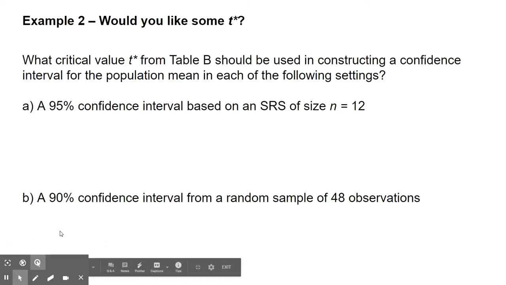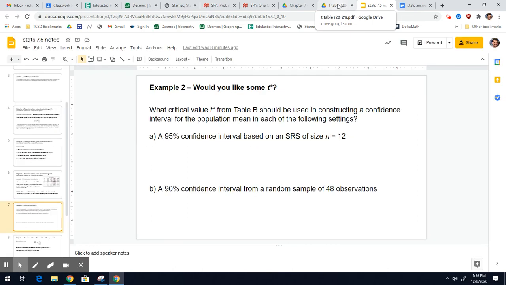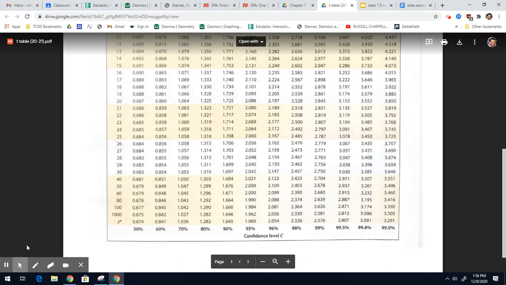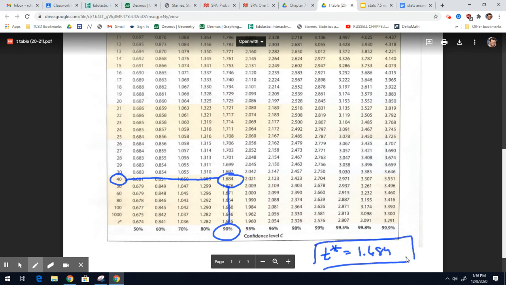Let's go find our T-star value. I'm finding the 90% confidence level, and 40 is my degrees of freedom. Go up, go to the right, and there's your T-star for problem B. T-star equals 1.684. That'll be the multiplier used to build my confidence interval. All right, great. So objective 3 is coming, where we actually find the confidence intervals.